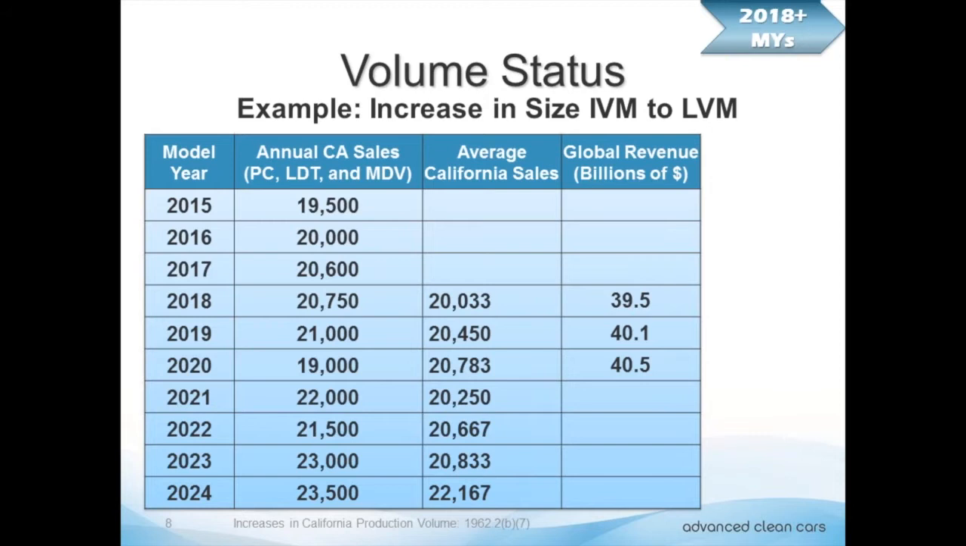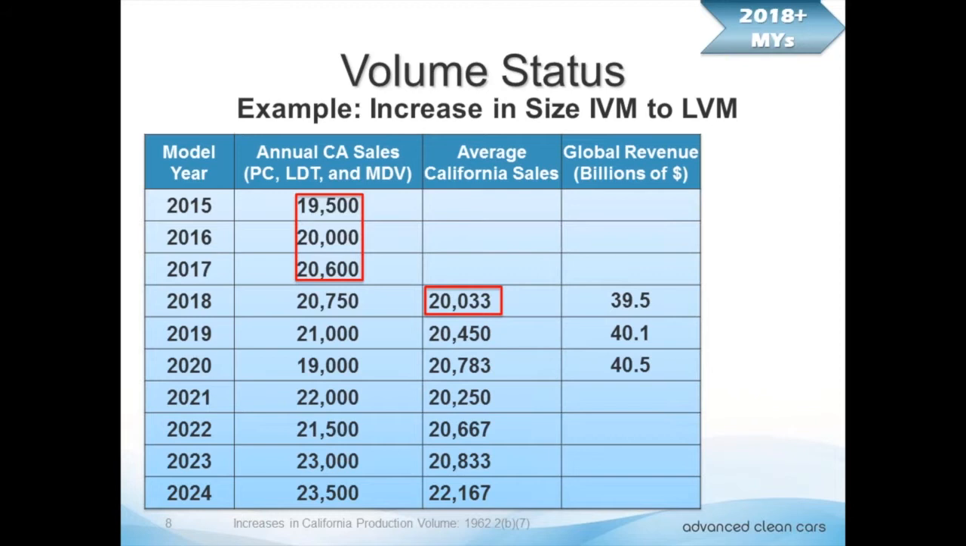Here we see the example of an intermediate volume manufacturer that is transitioning to a large volume manufacturer. Remember, we are looking for five consecutive three-year averages of 20,000 or more. Starting in model year 2018, the first set of three-year averages that will be considered for transition and volume status will be the annual sales associated with the 2015 through 2017 model years.